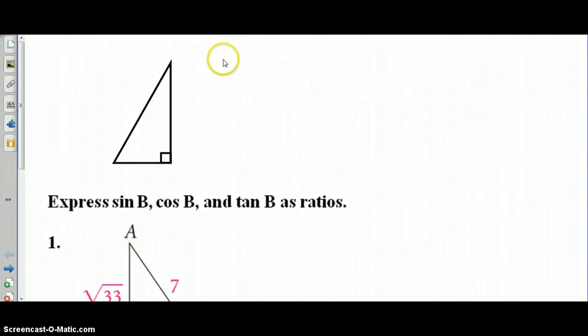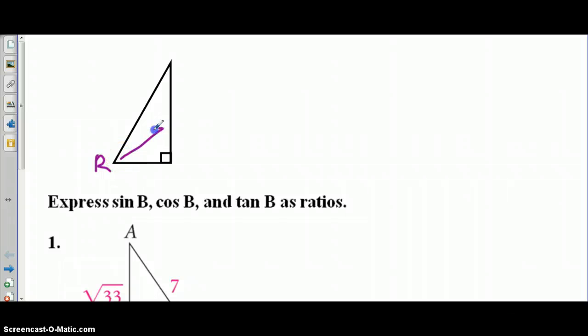Hi, this first video is going to be about right triangle trigonometry, working with sine, cosine, and tangent functions. First, when we're working with a right triangle, we have three different sides. Everything with trigonometry starts with your reference angle, so I'm going to call this angle R.